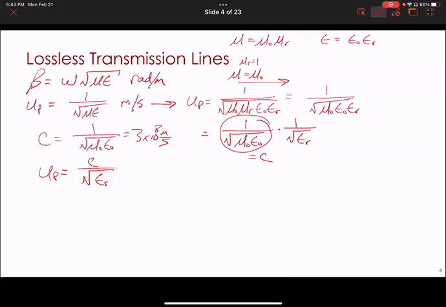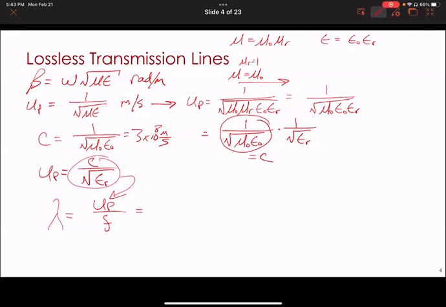Okay, one last thing we can do here. Our wavelength is equal to u_p over f. That's one to remember. We use that one all the time. That's the fundamental one. Well, what could we do here? We have an expression for u_p now, so we could plug that into there. If we did, what would we get?